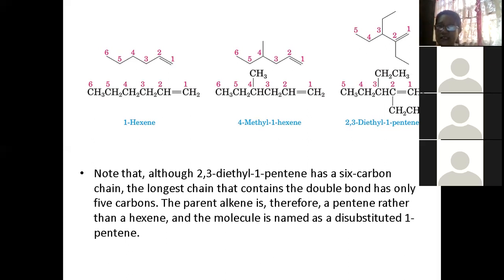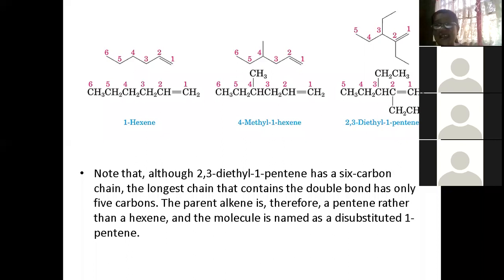How are you going to count this? In carbon 2, there is an ethyl. This is one carbon, another carbon, so this is ethyl. Now, what's the name of this? There is an ethyl at carbon 2 and an ethyl at carbon 3. Therefore, 2, 3. Then, how will you know how many ethyl groups there are?